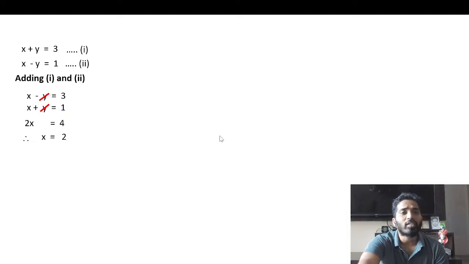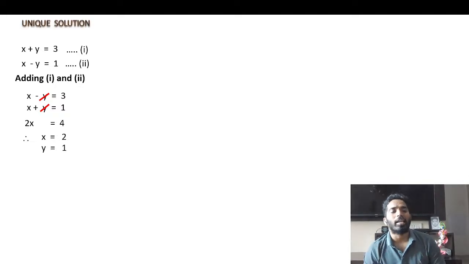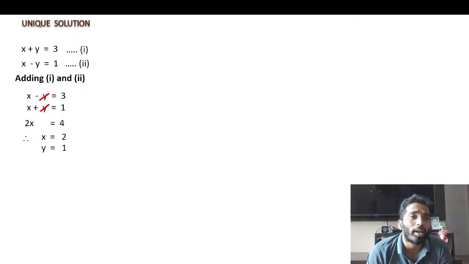Now, if I substitute x as 2 in equation number 1, what will I get y as? I'll get y as 1 because x plus y is 3. So if x is 2, y has to be 1. Now, I can say equations 1 and 2 do have a unique solution. What does unique solution mean? One and only one solution. In our first case, both the equations have only one solution, which is a unique solution.